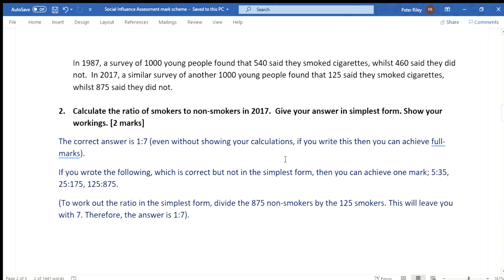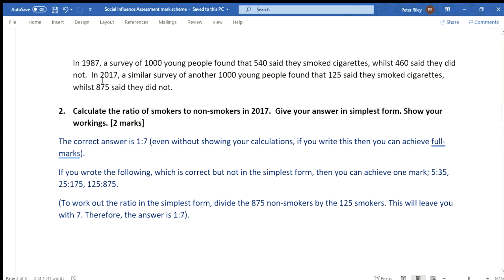The next question is actually a maths question, so it's nothing to do with social influence, it's just giving us the context of social influence for the numbers. In 1987, a survey of 1,000 young people found that 540 said they smoked cigarettes, while 460 said they did not. In 2017, a similar survey of another 1,000 young people found that 125 said that they smoked cigarettes, whilst 875 did not. Calculate the ratio of smokers to non-smokers in 2017, give your answer in the simplest form, and show your workings for 2 marks.